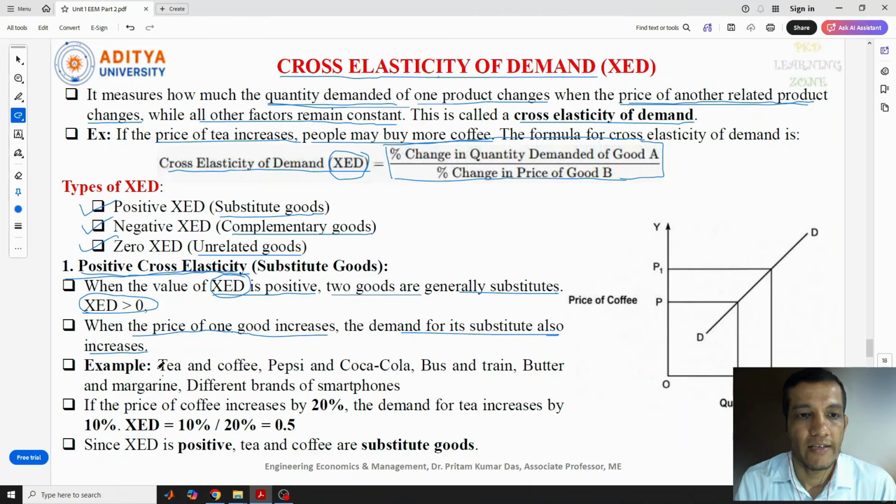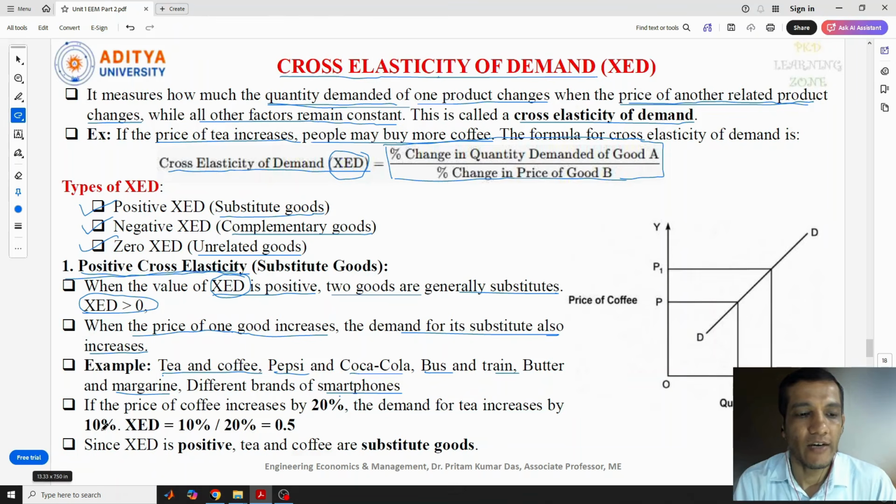What are the examples? We already gave one example, tea and coffee. Similar examples we can consider here are Pepsi and Coca-Cola, bus and train, butter and margarine, and different brands of smartphones. These are the examples we can consider for positive cross elasticity.